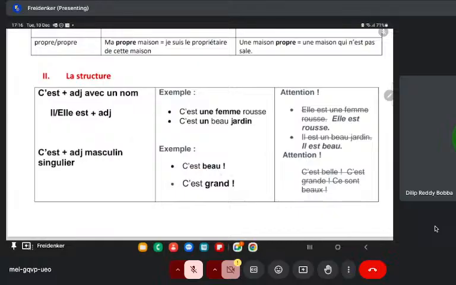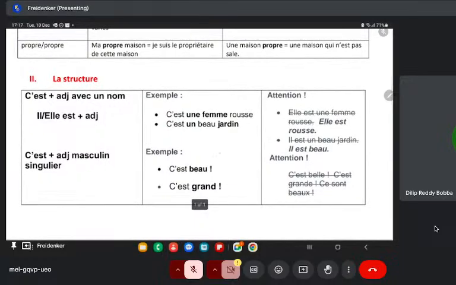"C'est beau" means it's beautiful. There is no noun here. It's beautiful, it's pretty, whatever. "C'est grand" is it's tall or whatever. But the thing to pay attention to is, let's say you're looking at a car. A car is feminine, right? So you might want to say "belle", but that's not the case. If you're expressing that it's beautiful, it's tall, and so on, you just have to say "beau". You can't say "belle" or "grande". This is a fixed expression. You will only use masculine singular words. You can't use a plural word or something like that.